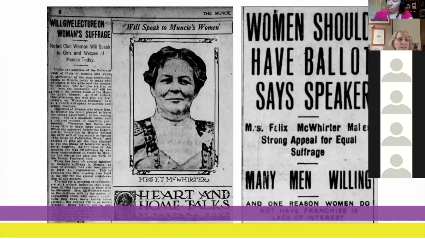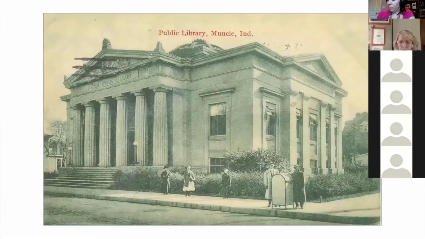The president of that in Indiana was Mrs. McWhirter. And she came to Muncie, and she suggested that they start organizing a franchise league. About 200 women came to her speech, and they decided to start organizing. There were a lot of different events that spring and summer of 1912. One of them was hosted at the Muncie Public Library, and they organized a committee, and they chose different women to serve on the committee.